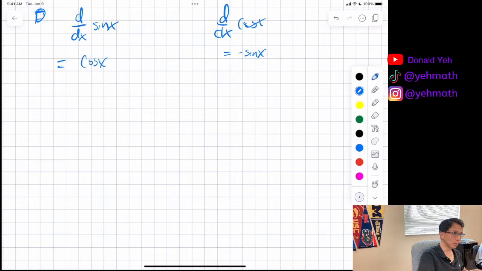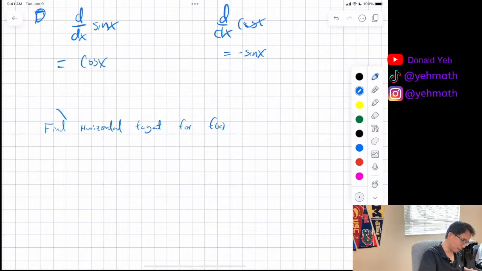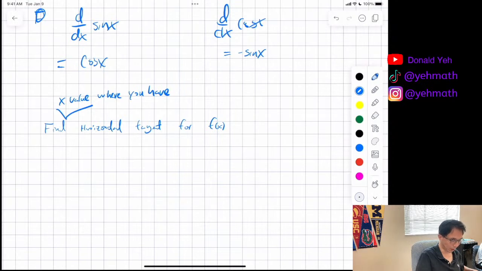Okay, so I want to ask you, in this particular question, I want you to find the horizontal tangent for f of x, or find the x value. So find the x value where you have a horizontal tangent for f of x.